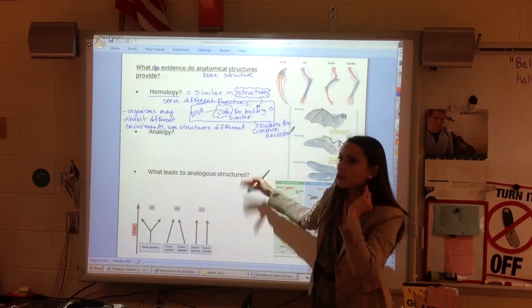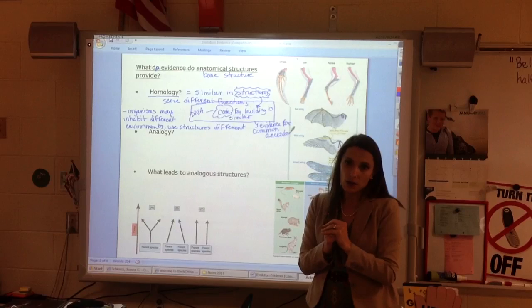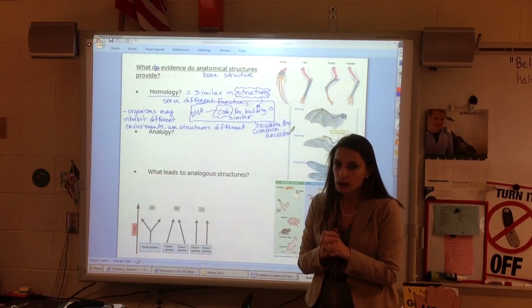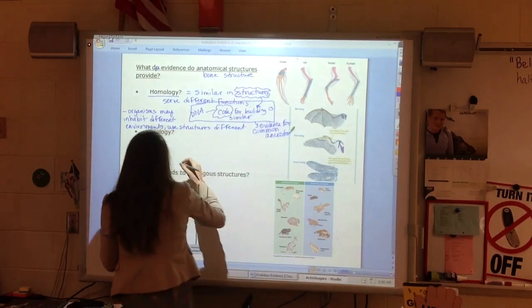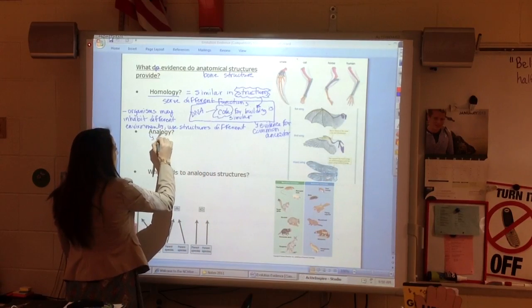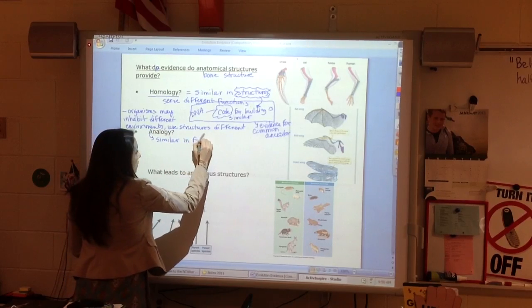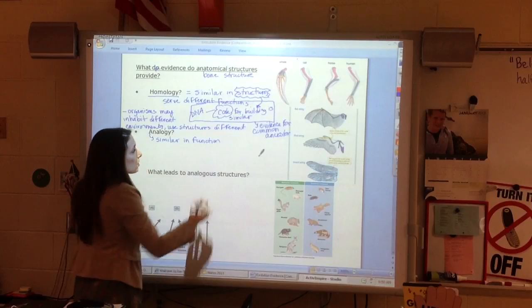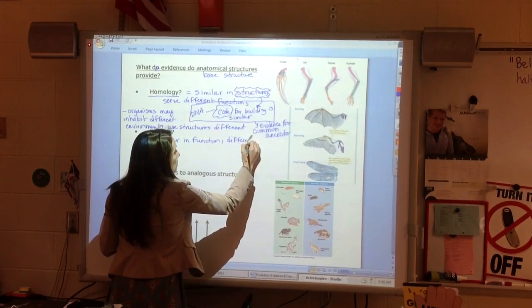The next pattern that we sometimes see is the one that I will call the misleading pattern. I think it looks the same, but it's actually not that similar. Analogous structures are going to be similar in function, like helping you fly through the air, but different in structure.